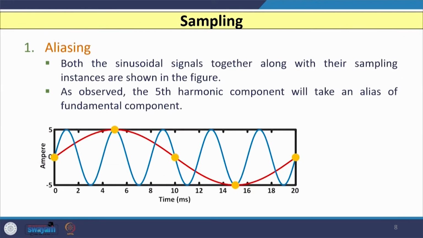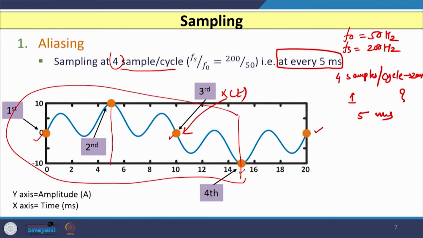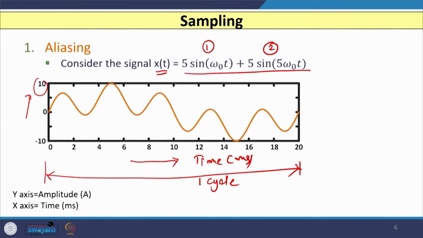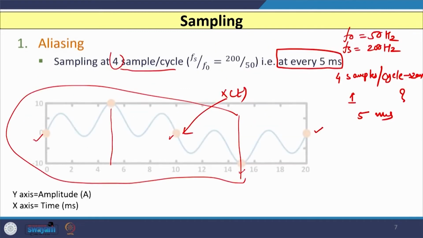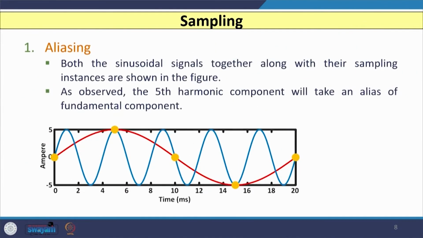Now, you can see that if I plot both parts of x(t) together, the first term, that is 5 sin omega 0 t, and the second part, that is 5 sin 5 omega 0 t, both are superimposed together and it looks like this. The red color is your first part and the blue color is your second part of our signal x(t).